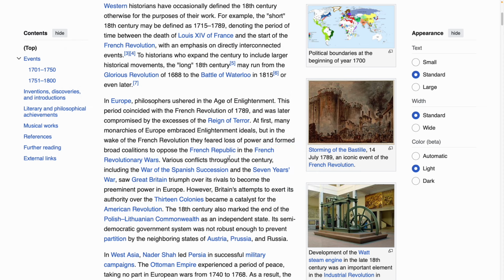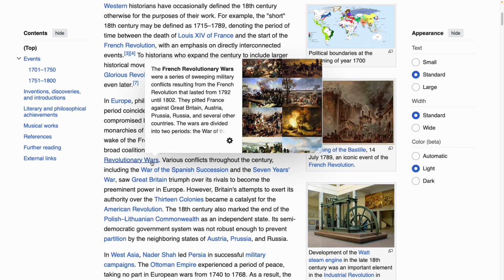Okay, so the French Revolutionary Wars were a series of sweeping military conflicts resulting from the French Revolution. They pitted France against Great Britain, Austria, Prussia, and several others. Okay. I am curious how this is different from the Napoleonic Wars and how connected they are.